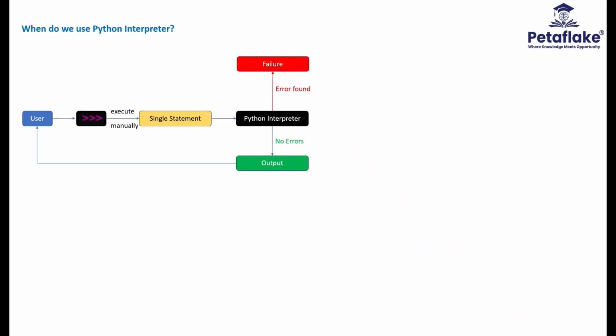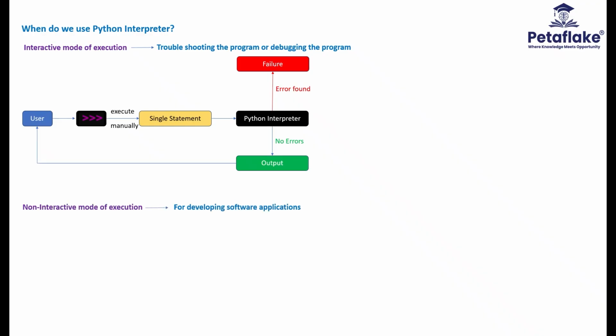This kind of manual execution of each line of code in the Python interpreter is called interactive mode of execution. Generally, interactive mode of execution will be performed by us only if our program fails due to any error and we want to know what the error is and at which line of code in the program the error exists. For the purpose of troubleshooting the error, we will execute the program line by line manually using the Python interpreter. In real time, the programs in a software application run automatically without any manual intervention.